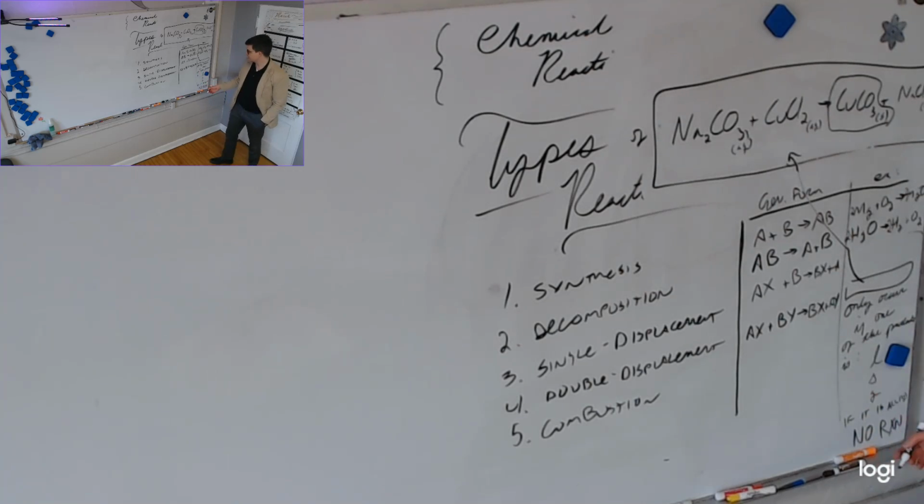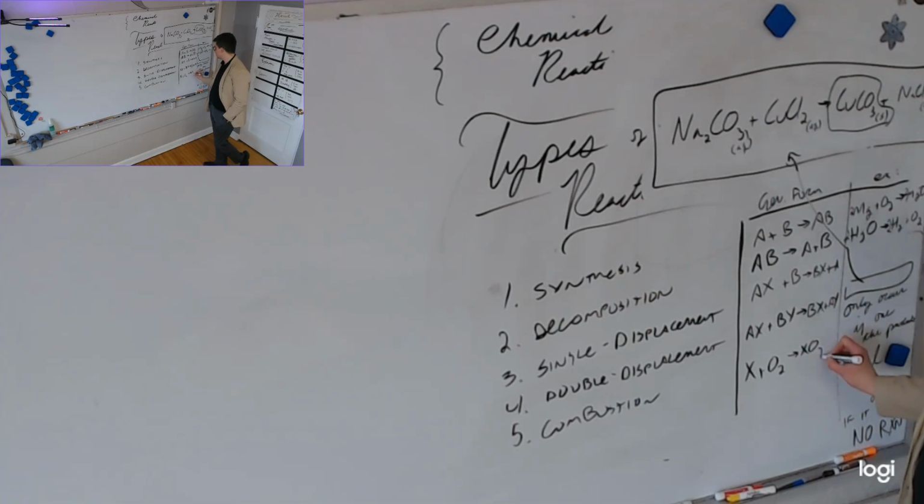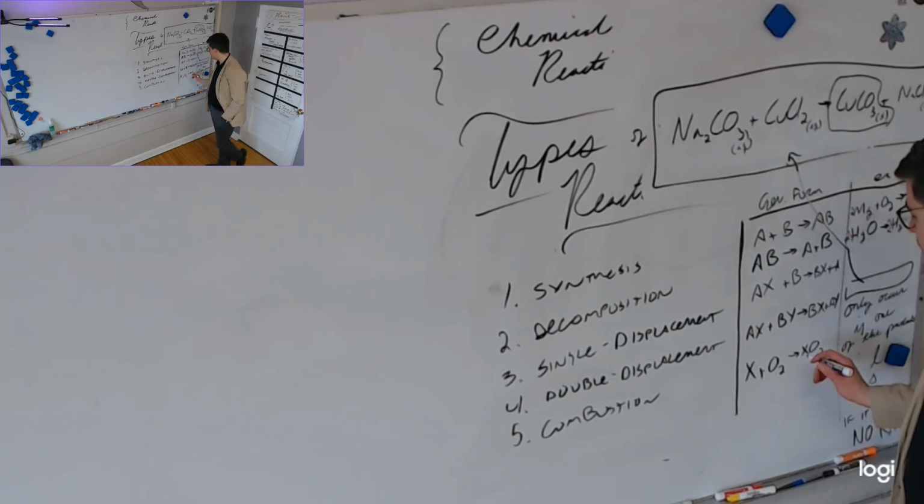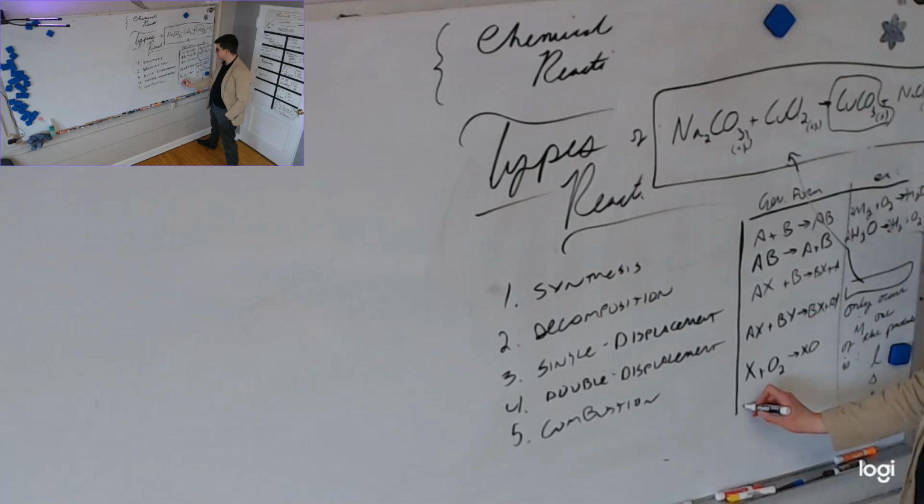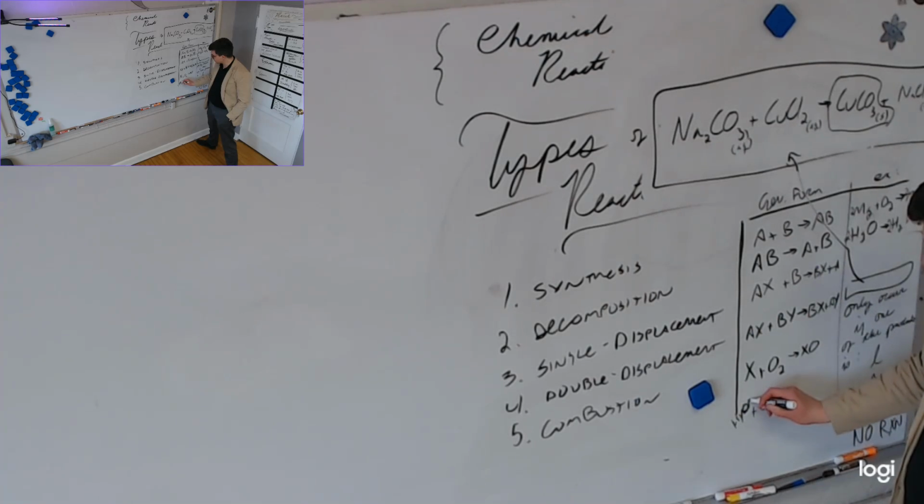Okay, and then the combustion reaction is the last one. In a combustion reaction, something has to combine. X plus O2 yields XO2. Or there can be other combinations, but if X is a metal, it would form a metal oxide. If X is a hydrocarbon, it would be different. Let's put some other thing. I'm just going to write the word hydrocarbon.